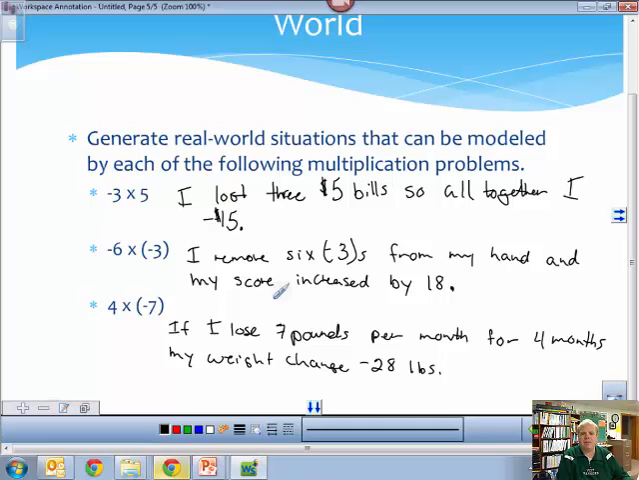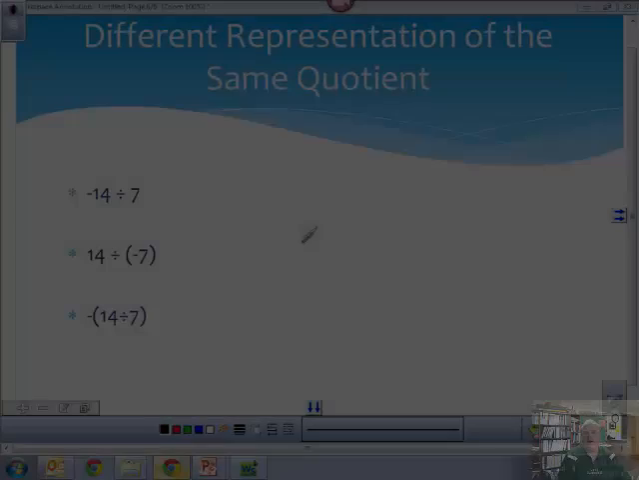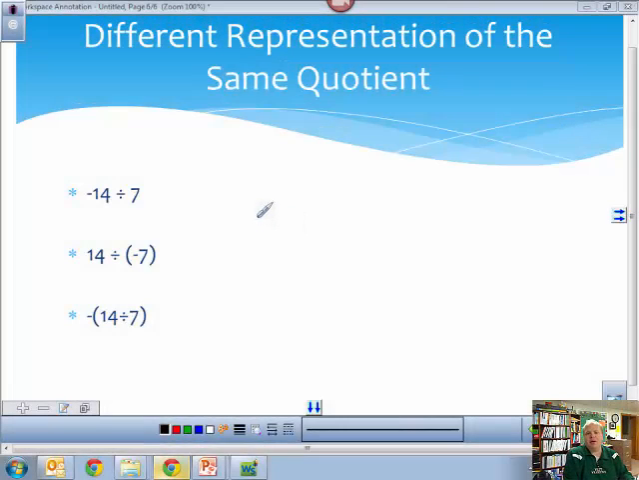Alright, we talked a little bit about multiplication. Let's continue looking at division a little bit. In math, I've talked a lot about different ways we can write things, different ways we can do things. Here I'm showing you a different representation of the same quotient. Remember, quotient is the answer to a division problem. So I wrote this problem 3 different ways, and it's all going to equal the same thing.